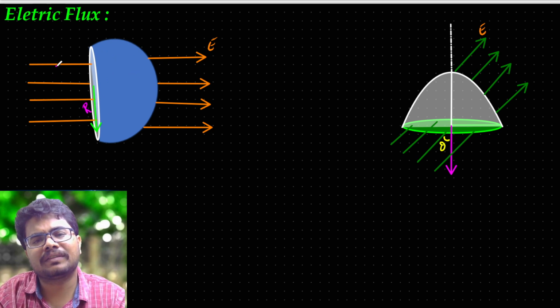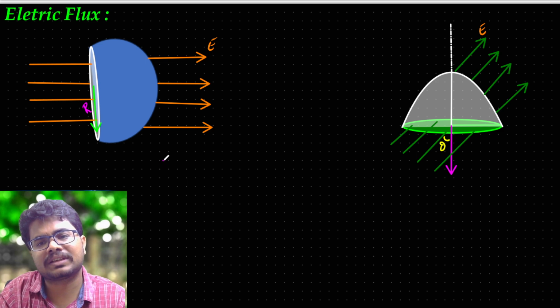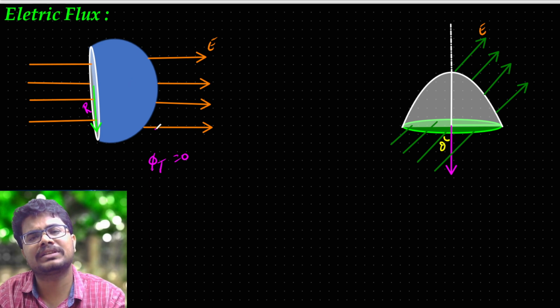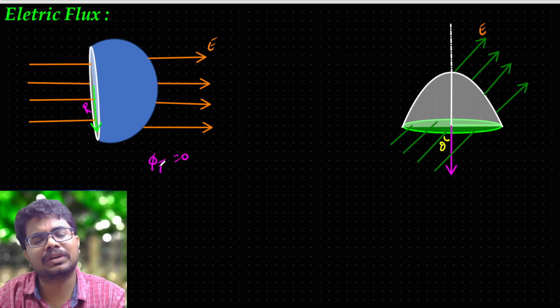How many field lines entering? 1 2 3 4. How many field lines leaving? 1 2 3 4. So clearly we can say that flux total equals 0 in this case. Why? Because the number of field lines entering and leaving are the same. Entering flux we can take as negative, leaving flux we can take as positive. Net flux is 0. So flux total equals 0.